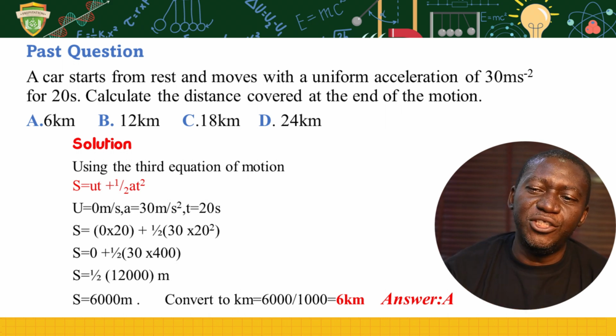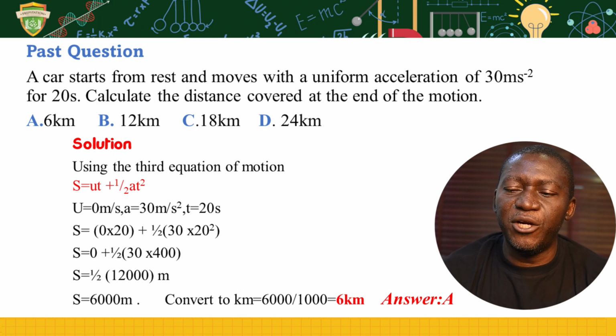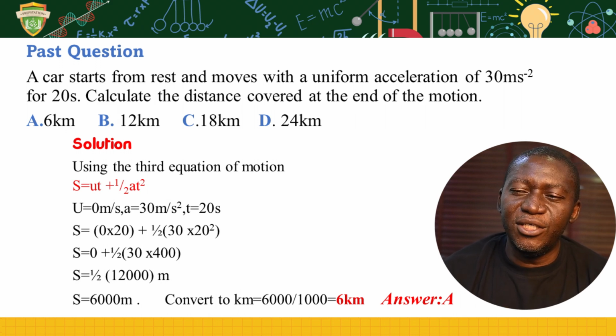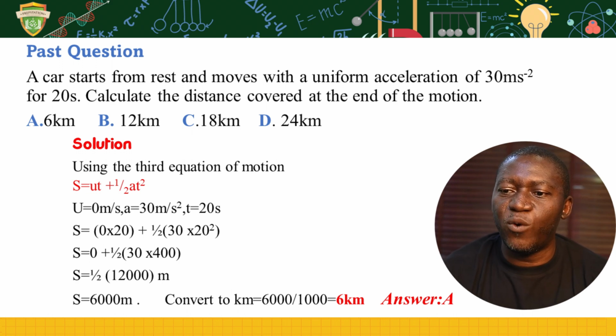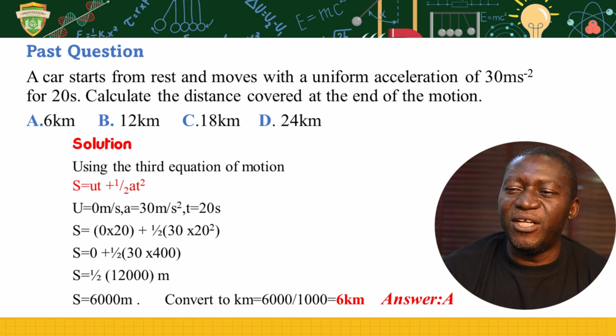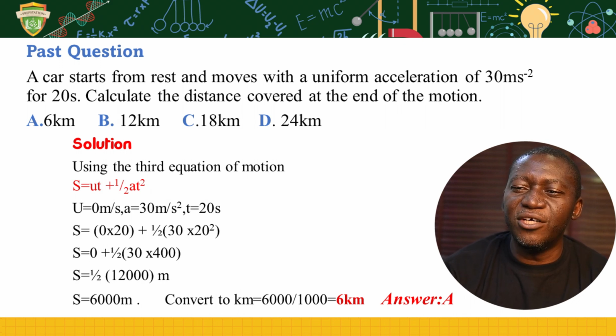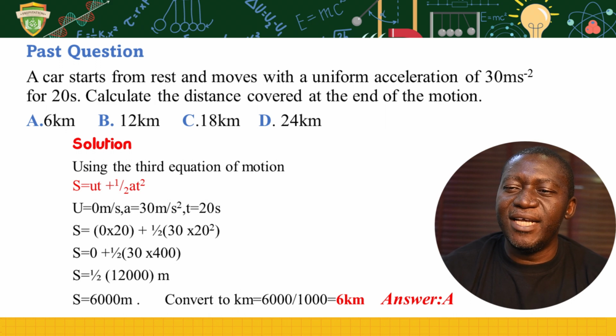Now, if you run through the three equations of motion, you will see very well that it is the second equation of motion that actually fits this question perfectly, which says that s, which is distance, is equals to ut plus half at squared. Now, from this question, you will know that your initial velocity is equals to 0 because the car is moving from rest. So because of that, the initial velocity is 0 meters per second. Now the acceleration is given as 30 meters per second square, while the time is given as 20 seconds.